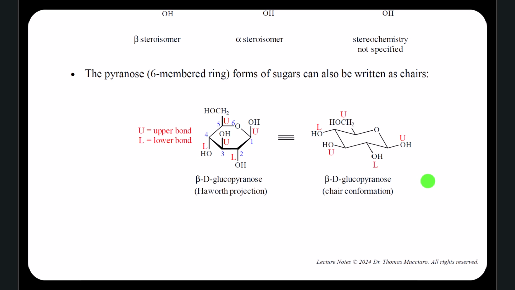This is a really interesting structure to organic chemists because if we look, all of the large groups are equatorial. This leads us to believe that the beta form of glucopyranose should be the more stable form of that ring.